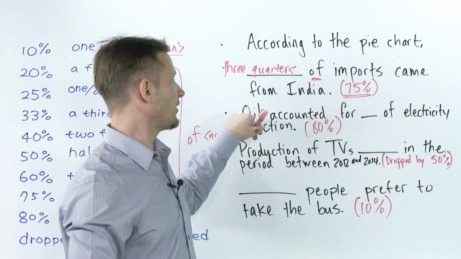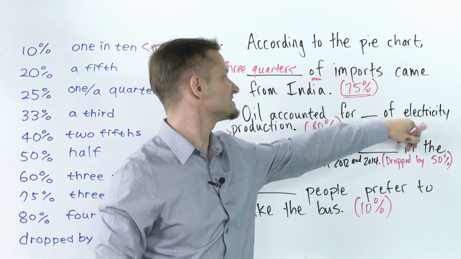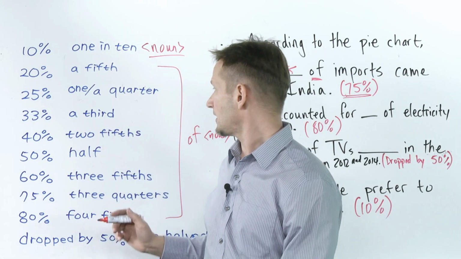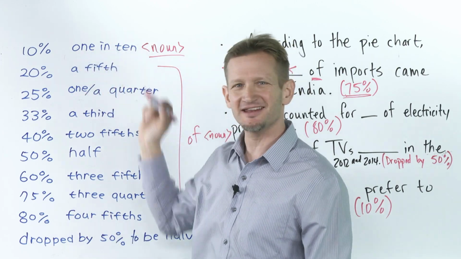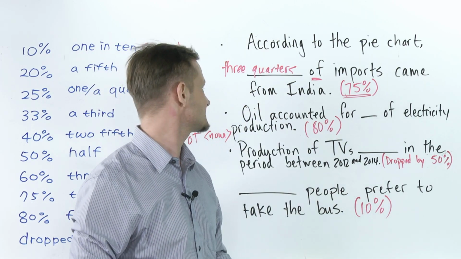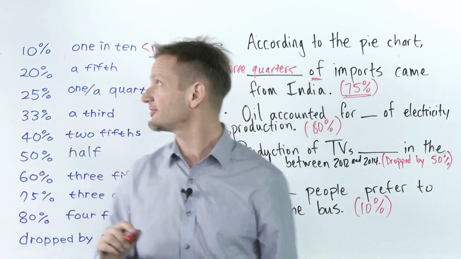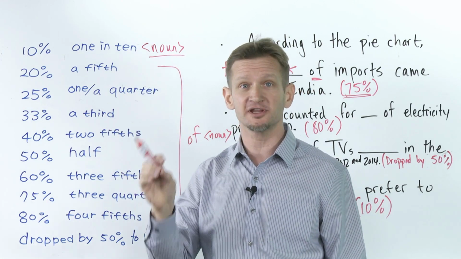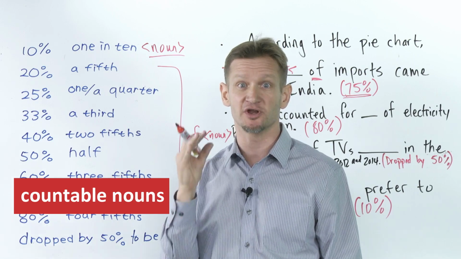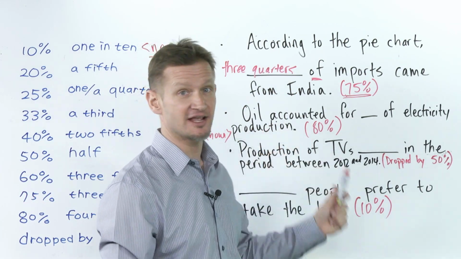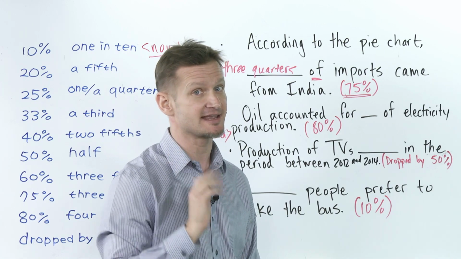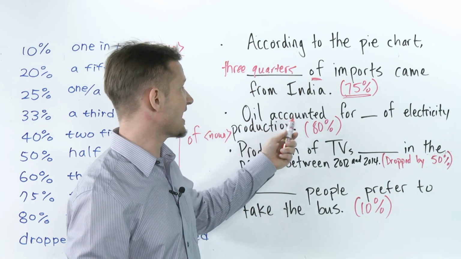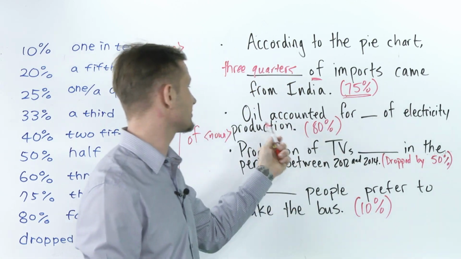Next one. Oil accounted for what percent of electricity production? So we want something that means 80%. So here, could we say 8 in 10? Could I say 8 in 10 of electricity production? And you can't. And that's another thing about this. 1 in 10, 7 in 10, 6 in 10, you can only use with countable nouns. And electricity production is not countable. So we can't say 8 in 10. But we can say 4/5.